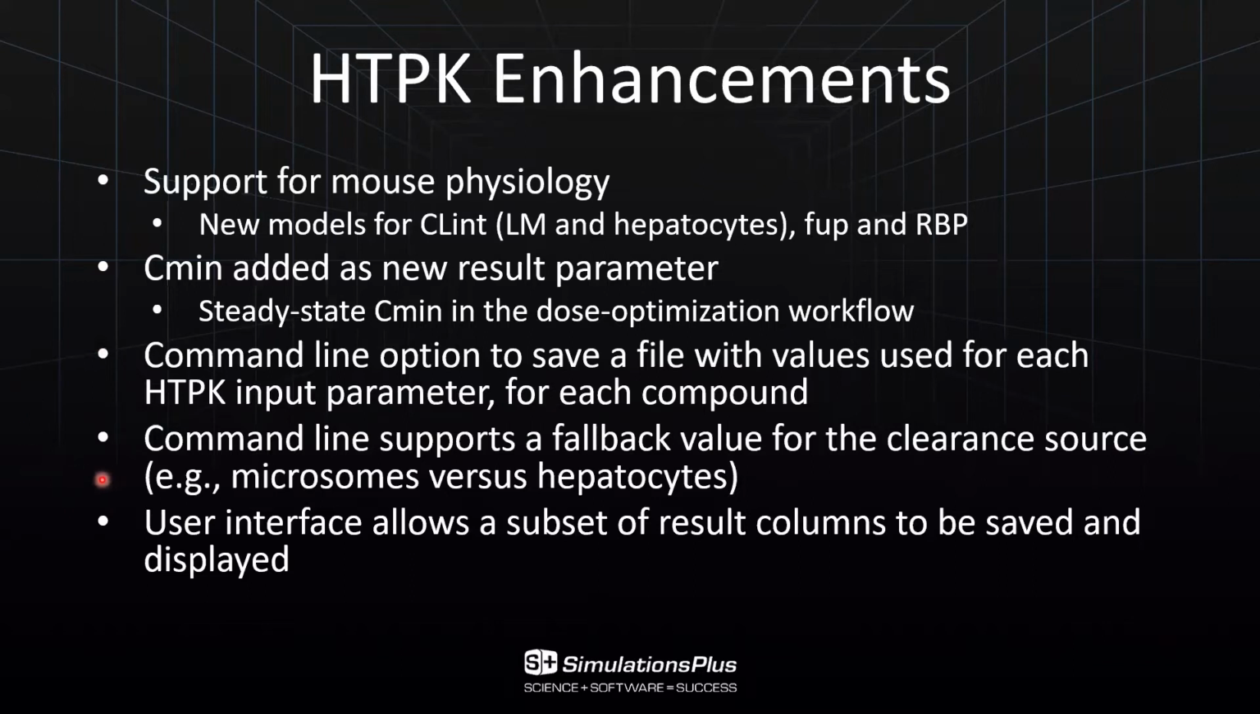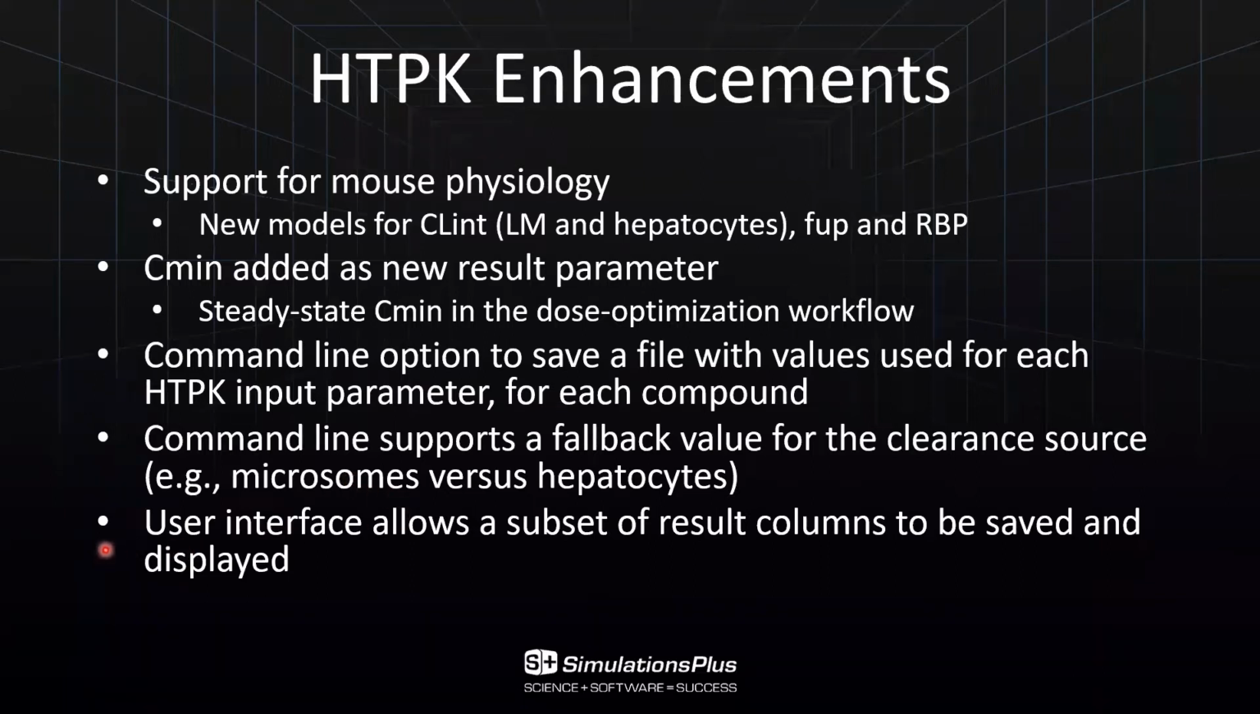Based on customer feedback, we added command line support for specifying a fallback value for the clearance source, meaning, for example, microsomes versus hepatocytes. So you can now, for example, specify that the preferred value should be a measured liver microsome clearance. But if that data is missing, you should fall back to a measured hepatocyte clearance. That mixing and matching was not possible with the previous version.